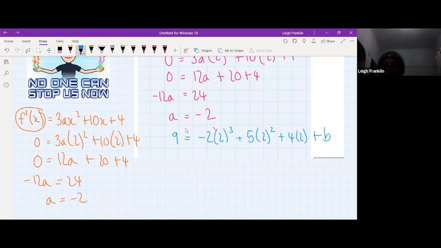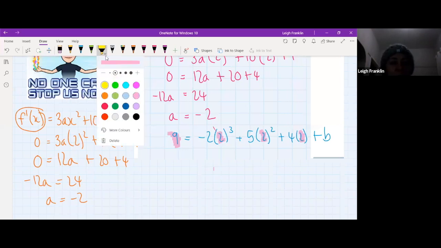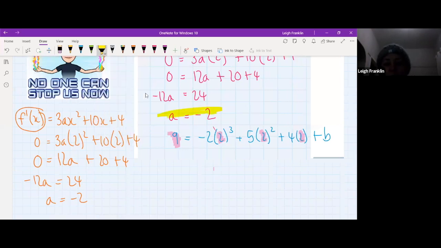Okay, so that's what I would have done here. All right, so you're all getting b is equal to -3. Absolutely. So you would have gone and subbed in your point. So in other words, you're making your x equal to 2, when your y is equal to 9. And of course, you've subbed in your a equals -2 from what you've calculated over here. You've subbed that in here. So now b is the only unknown in the equation. All right.